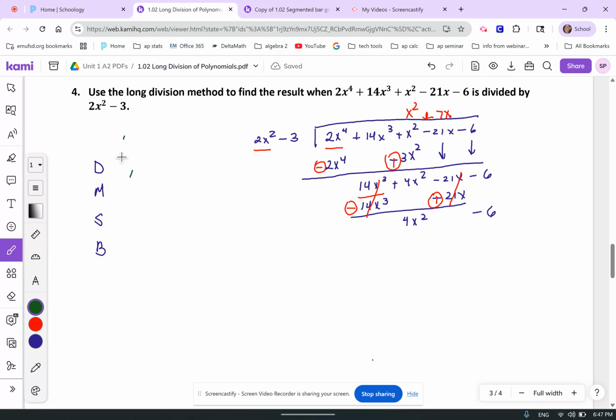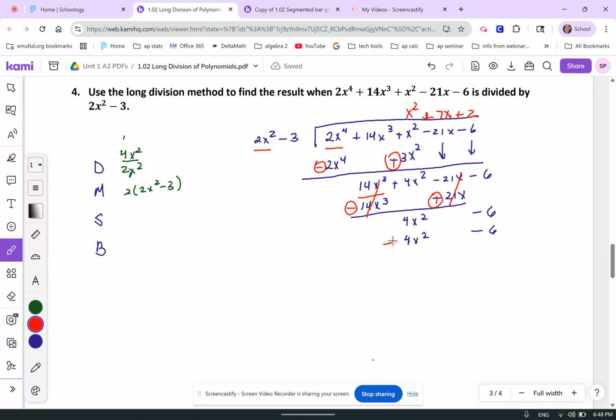And we get 4x squared divided by 2x squared. 4 divided by 2 is 2. X squared divided by x squared is 1. So you're left with positive 2. And now we can multiply that out. So 2 times 2x squared minus 3, and that becomes 4x squared minus 6.